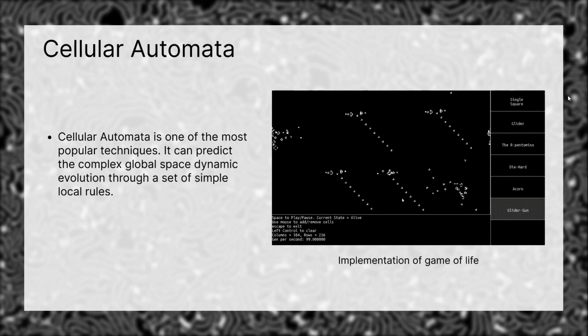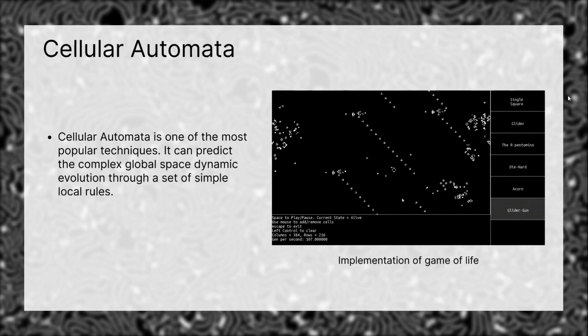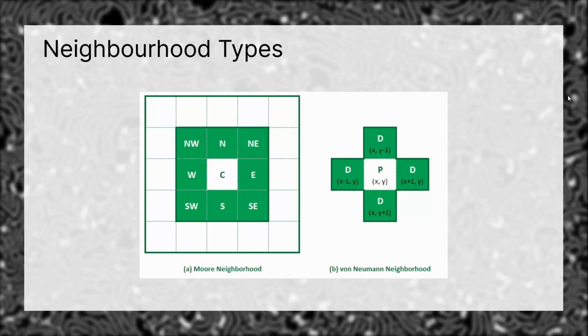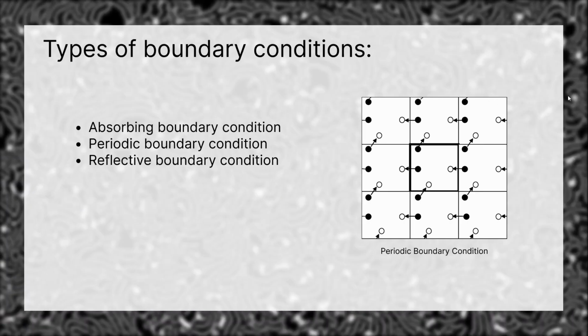As you can see, we have also tried to implement one of the very popular examples of cellular automata, that is game of life. Though we could have used the Moore neighborhood structure to keep it simple, we have used the von Neumann neighborhood structure. Lastly, we have used the periodic boundary condition to make it look like an endless or a boundaryless world.